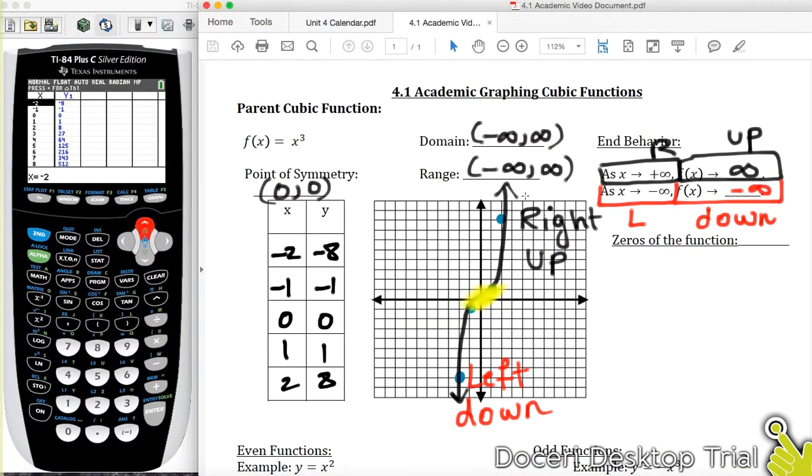Okay, I'm sorry, I don't know why this keeps on flashing. It seems every time I write on my iPad it flashes, so I'm sorry about that.